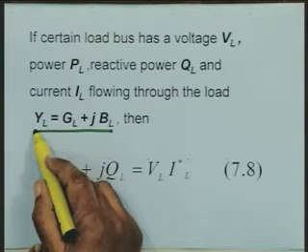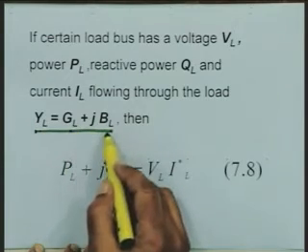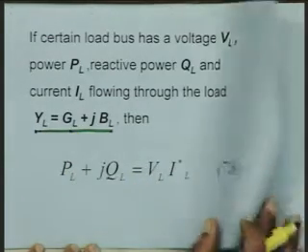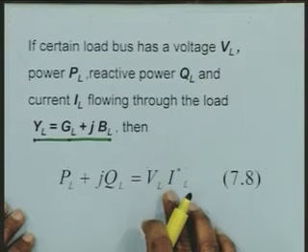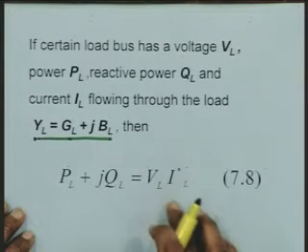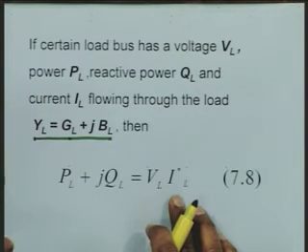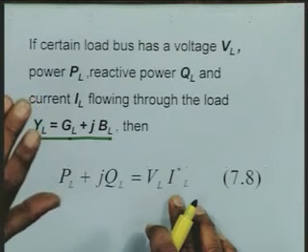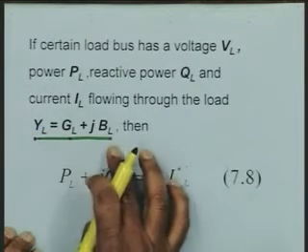Now, the admittance will be written as YL equal to GL plus J times BL. This can be simply obtained by substituting the value of IL in this expression. We know that the current drawn by an admittance is equal to the admittance times the voltage. The load admittance multiplied by the voltage will be the current, and the admittance is given by this formula.